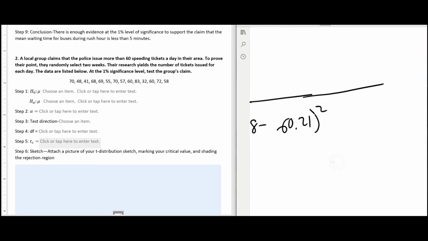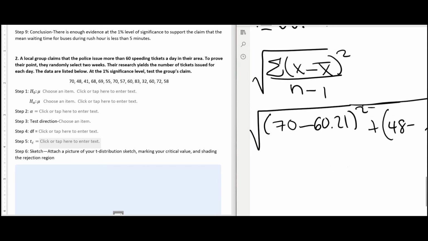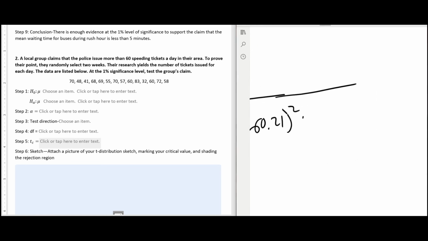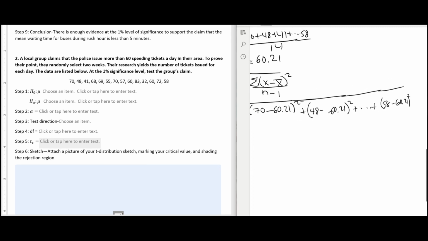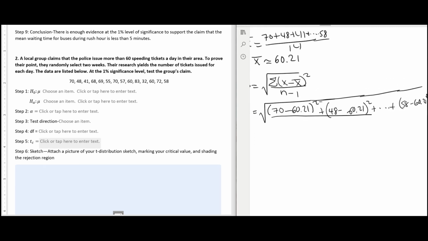squared. So you can see this is going to take a while, right? You've got to do all of this to get the standard deviation, plus dot dot dot, and then we'll end it. So when you show your work this way, plus dot dot dot, and then use your last x value, which is 58 minus 60.21 squared. That way you're not writing a whole bunch of stuff. All right, so that's that, and then I've got to divide that whole thing by 20 minus 1. Or not 20 minus 1, it's 14 tickets that were issued. So 14 minus 1.